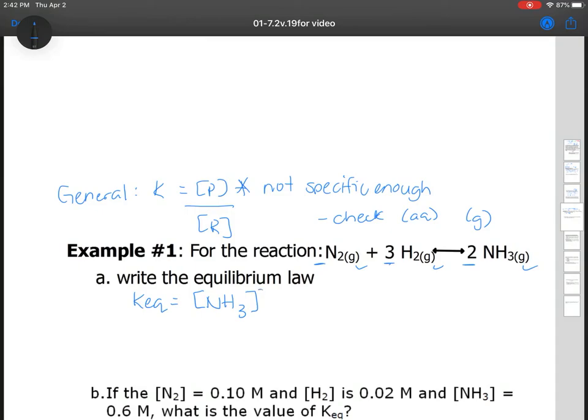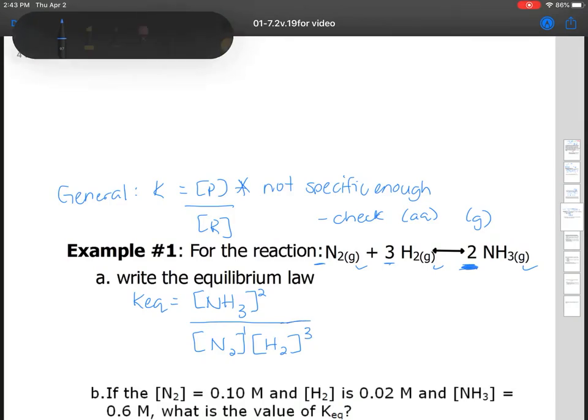So we're doing concentration for now. So NH3 squared. Why is it squared? Because its coefficient is 2, over N2, which its coefficient is 1. So you can put that in or not. I'll write it in just so you can see it this time. And then H2 is 3.